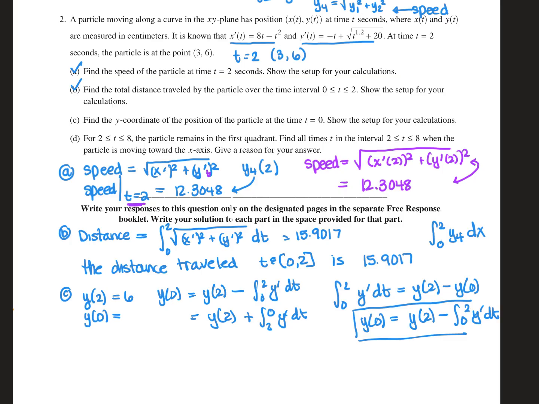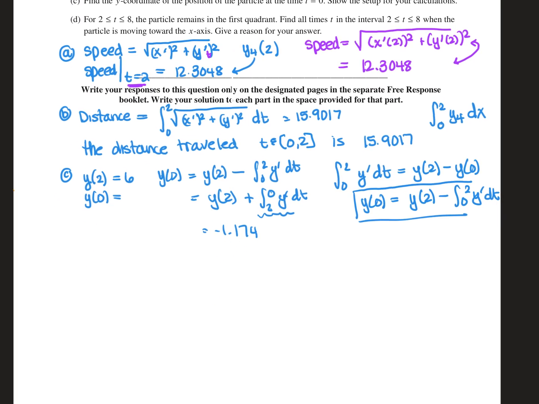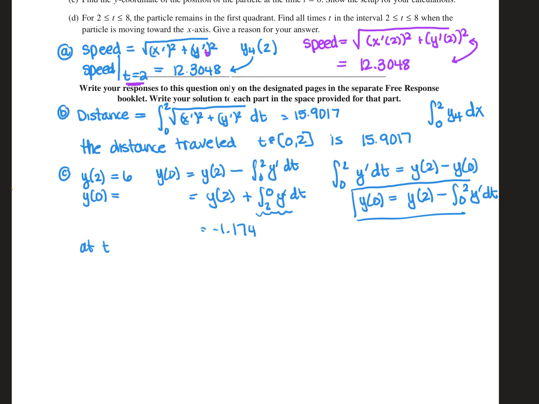Pick up your calculator, and again, we know what y2 is, it's 6, and we can find this integral in our calculator, Math 8, then you're going to call up y prime, which is alpha trace y2, and when you're done, you should get negative 1.174, and then add your sentence at time equals 0. The y position is negative 1.174.